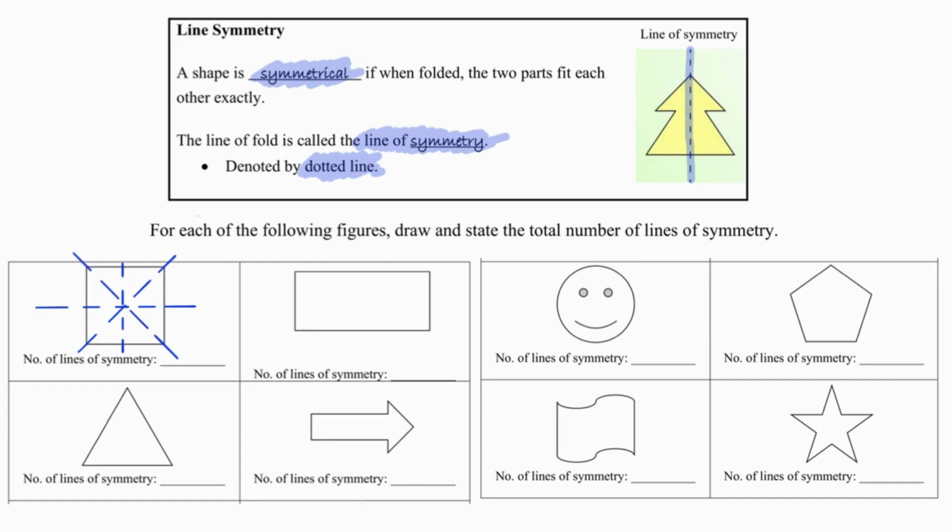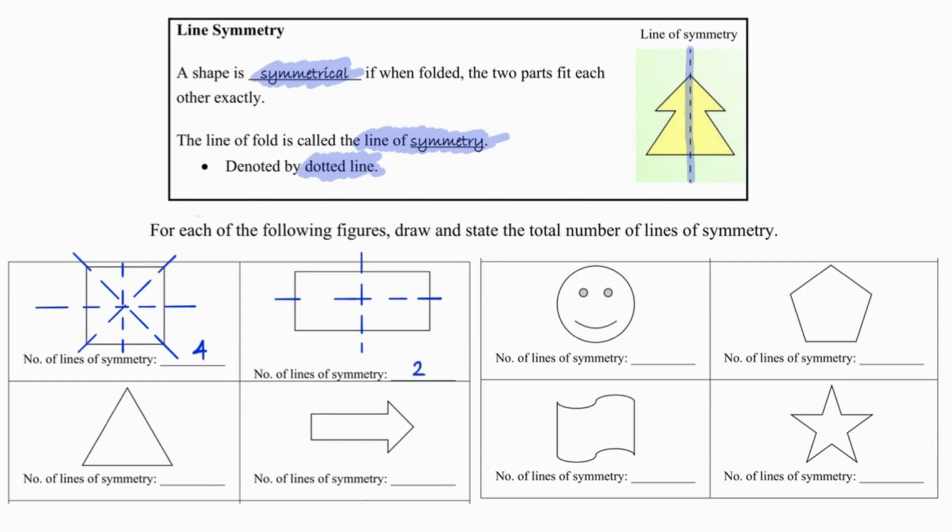So in this case, number of lines of symmetry, 4. As for the rectangle, there's only 1 and 2. The diagonals actually is not a line of symmetry. So if you fold an A4 size paper, you would realize that by folding the diagonal, it will not lead to 2 equal parts that is exactly opposite to one another. So in this case, there's only 2.